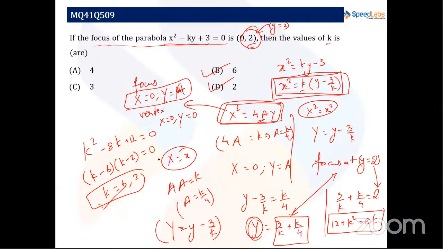If in case we were asked what is the vertex, so for vertex it is x equals to 0 and y equals to 0. So that would be capital X equals to 0, capital Y equals to 0. Capital X is small x, and capital Y is y minus 3 upon k equals to 0. So our vertex will be 0 comma 3 by k.